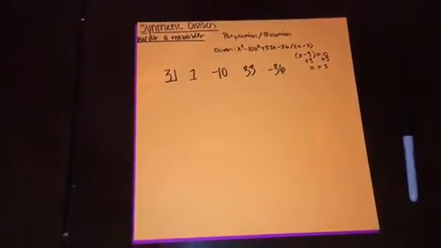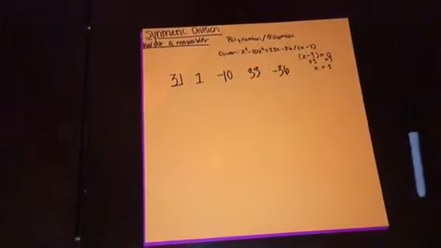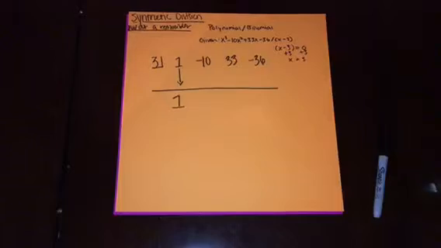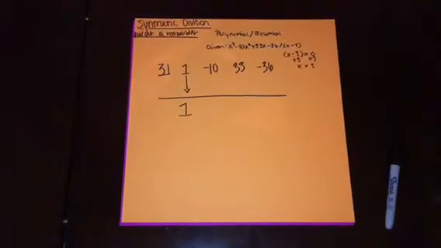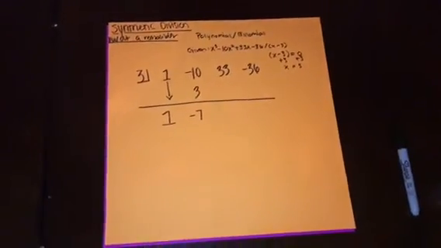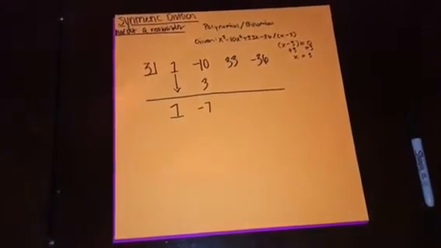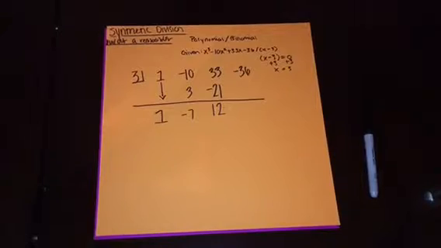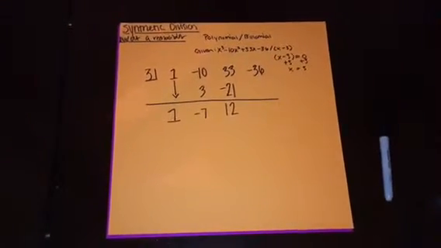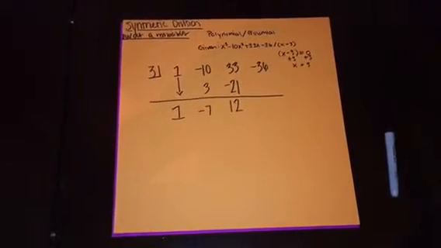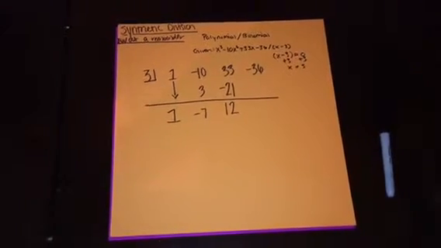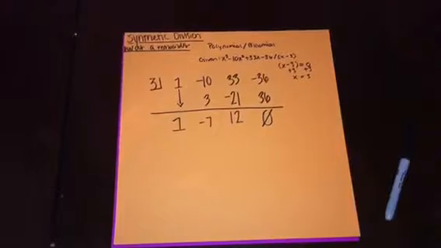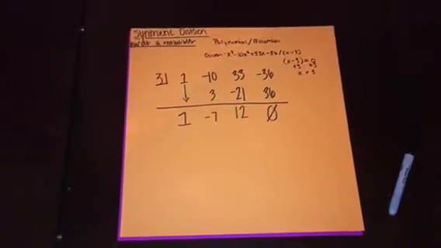After this, you start your process by bringing down the 1, multiplying by the 3, carrying it to the 10, and adding. You continue to do this throughout the entire problem until you get to the very end. So 3 times negative 7 would equal negative 21. Add that to 33, you should get 12. 3 times 12 equals 36. 36 plus negative 36 should equal 0.